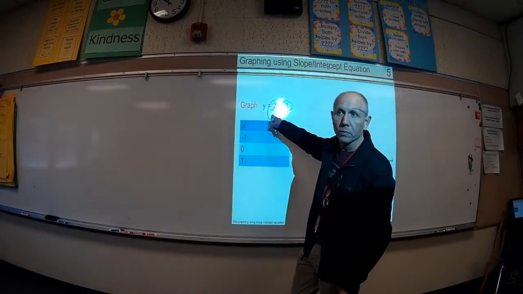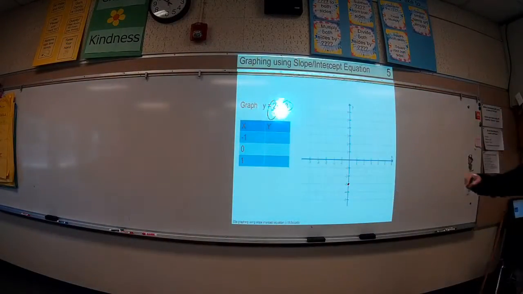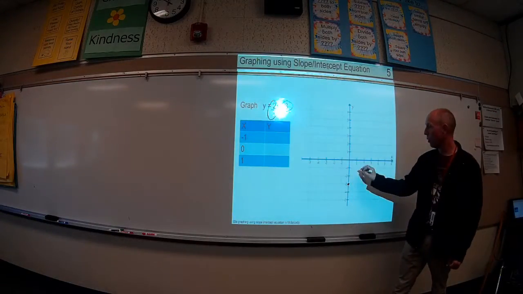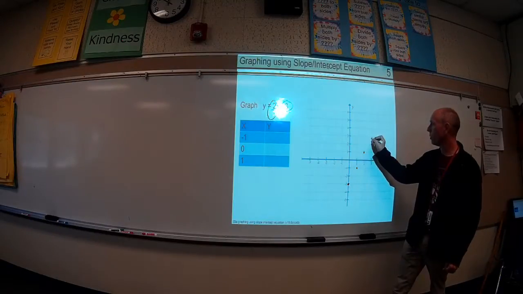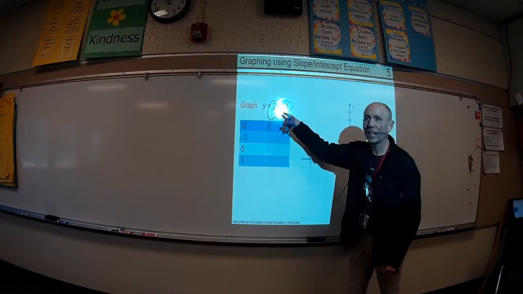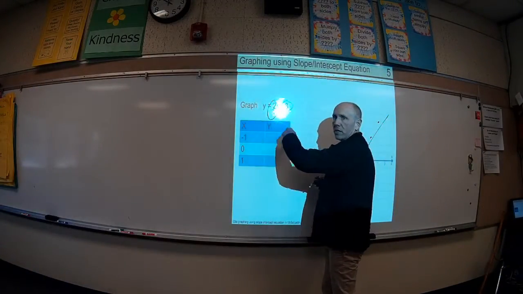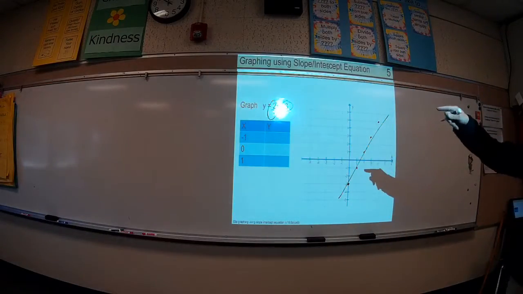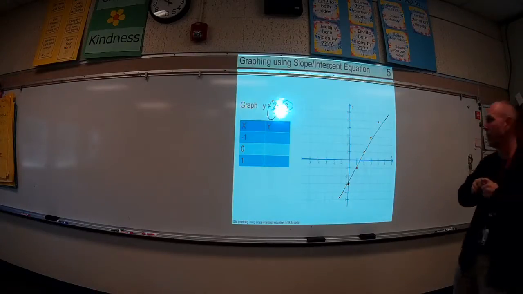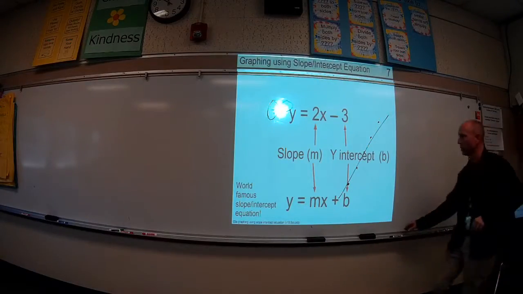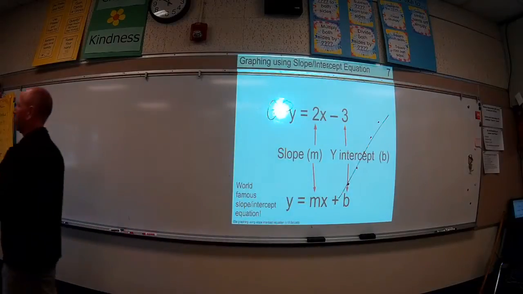Right here, without using the table, I automatically know I'm going to go up 2 over 1, up 2 over 1, up 2 over 1, up 2 over 1. There's the line right there. The entire line is wrapped up inside of this equation. No more tables. It's right there. Okay. So, I know you're not catching it all the way yet, but you're going to. In our notes, don't copy this yet because I'm going to change it up a little bit.